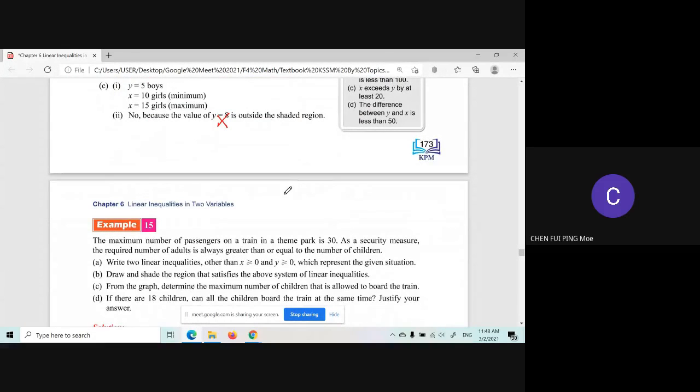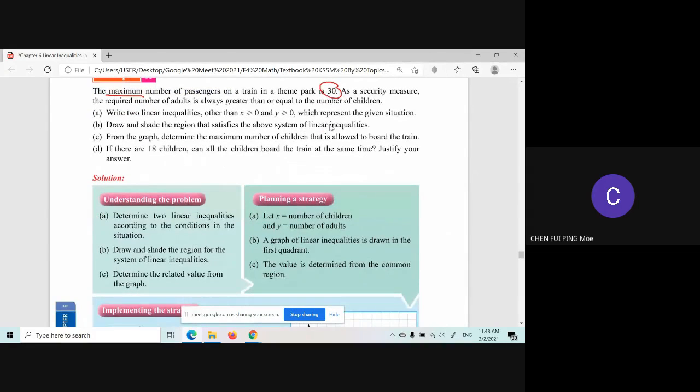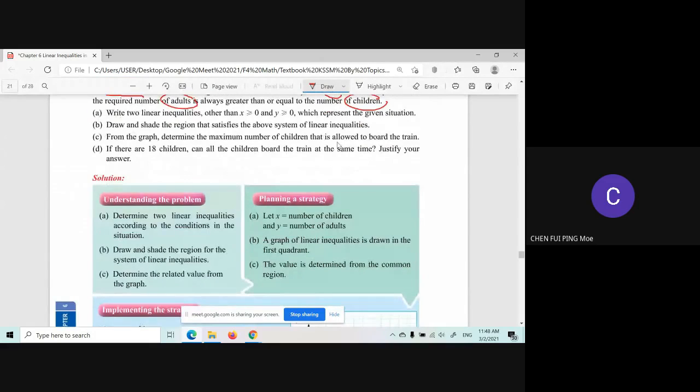Okay. Now one more example to discuss before proceeding with the exercises. Example 15. Maximum number of passengers on a train in the theme park is 30. As a security measure, the required number of adults is always greater than or equal to the number of children. So now it's one adult, one child. Write two inequalities, other than these two, which represent the given situation.